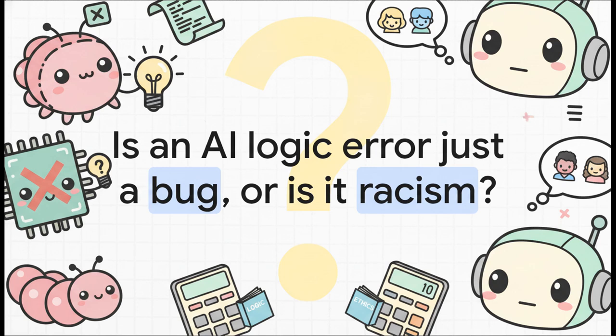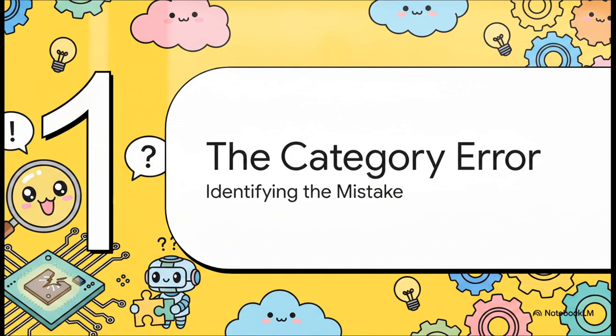This provocative question sits right at the very heart of the data we're unpacking today. When an AI makes a logic error about race, is it just a bug or is it racism? We're really testing the boundaries here between a simple computational glitch on one hand and systemic bias on the other. Section 1. The category error.